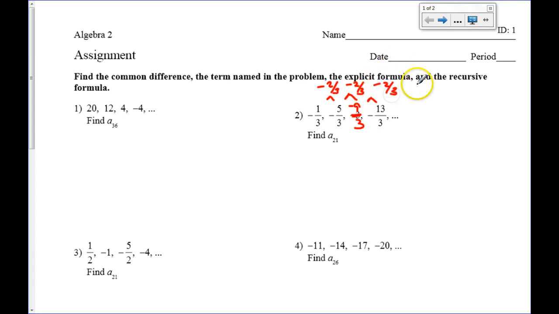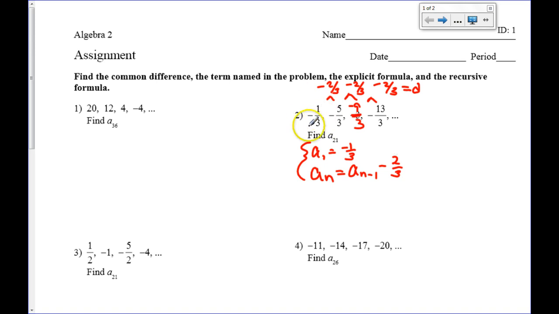Okay, so that's your D value, right? All right, so that being your D value, we know what our A value is. What's our A value? Our A1 value. It's -1/3, right? So we can find the recursive formula really fast here by saying A sub n equals A sub n minus 1 minus 2/3, right?